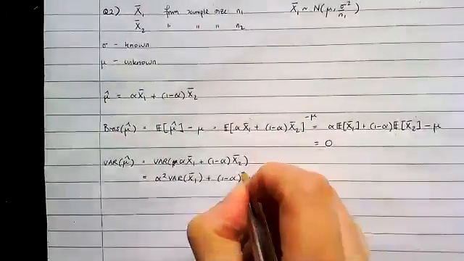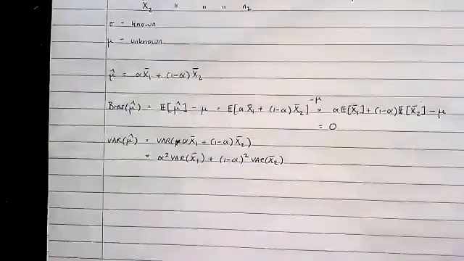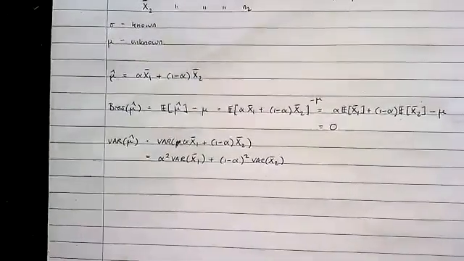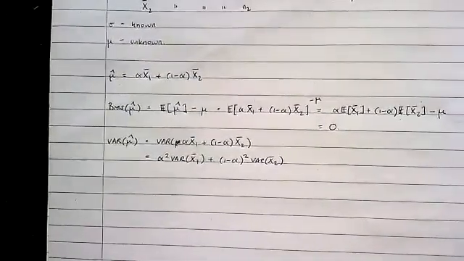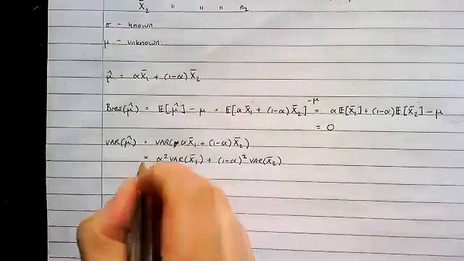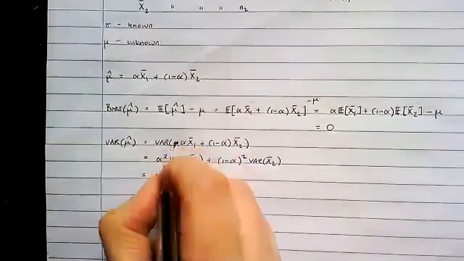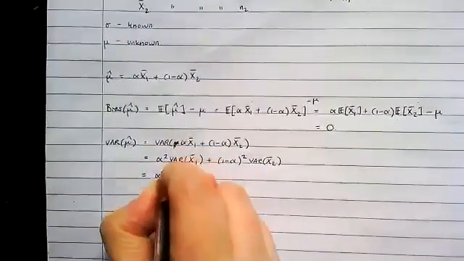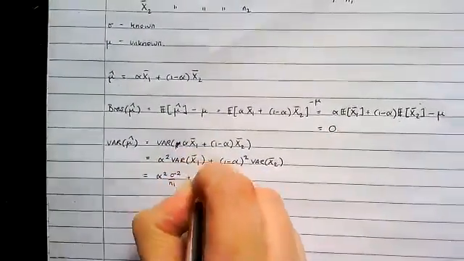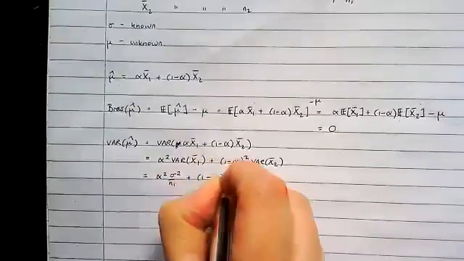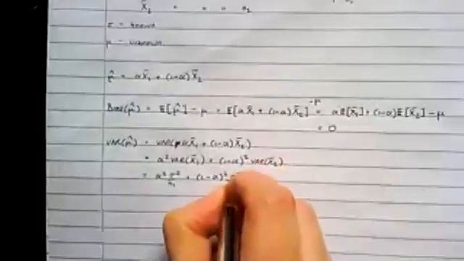Yeah, I missed out the square. Thank you so much, Pedro, and Camille as well. Fantastic. You're spotting all of my errors, which is really good stuff. So alpha squared sigma squared divided by n1 and 1 minus alpha squared, sigma squared divided by n2. Okay.